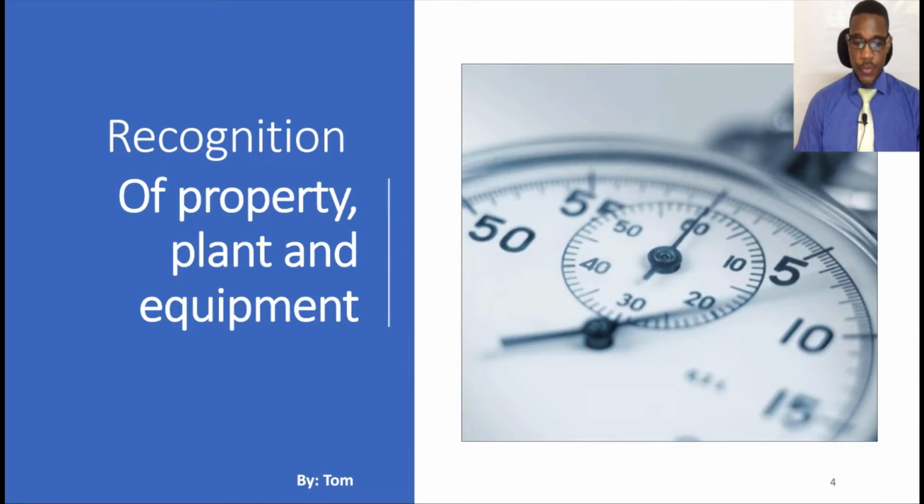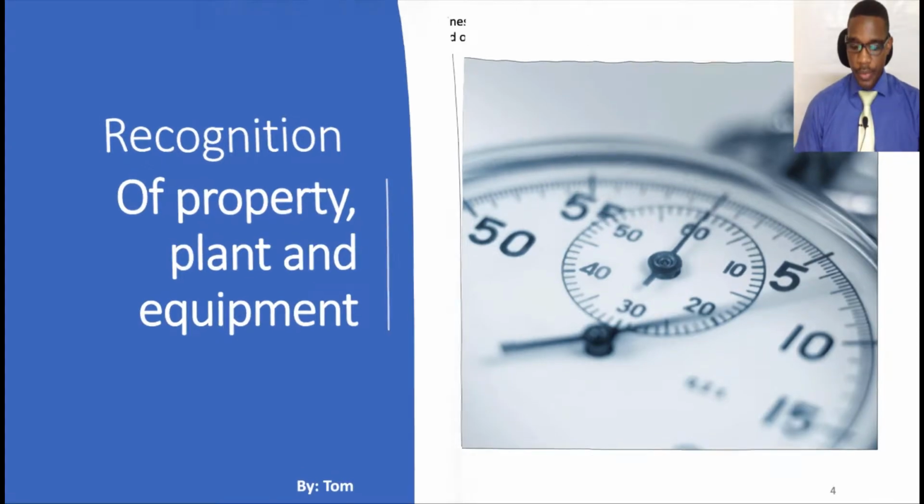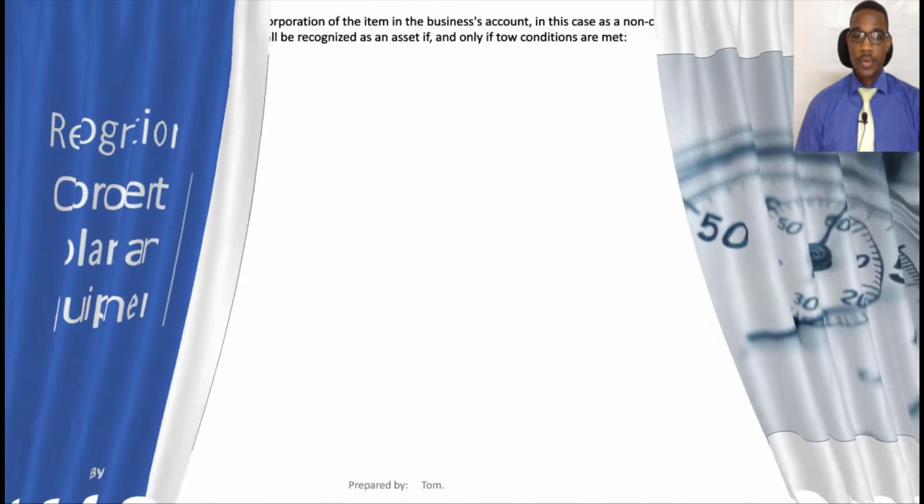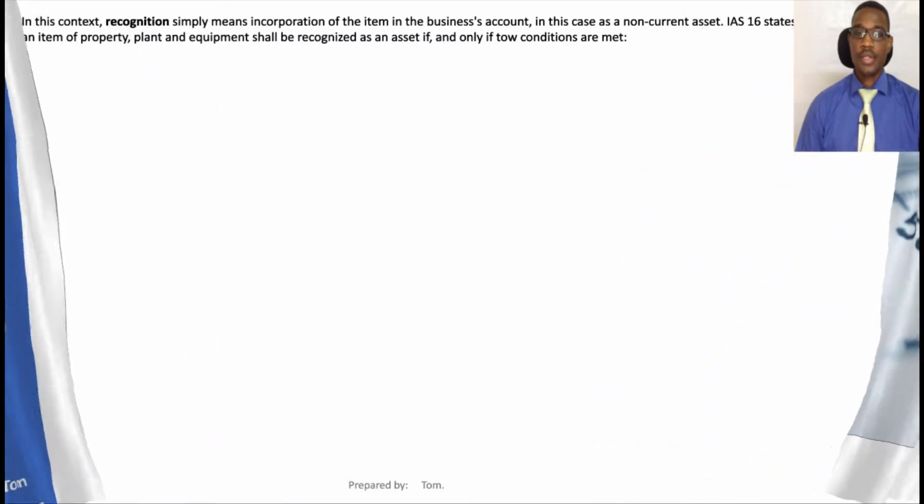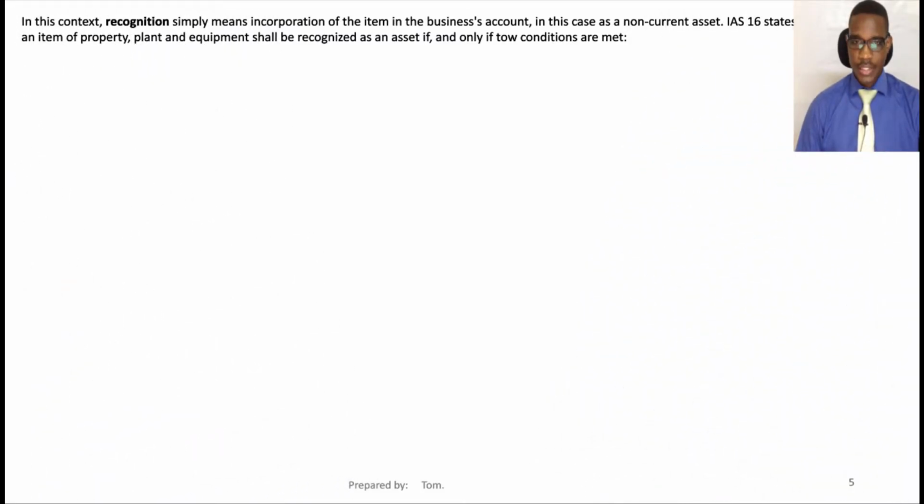In chapter 2, we're going to explain the recognition of property, plant, and equipment. So you might ask yourself: what does the recognition of property, plant, and equipment mean? Well, recognition is simply the incorporation of the property, plant, and equipment item in your business account. It means you pay some amount in order to acquire the asset.